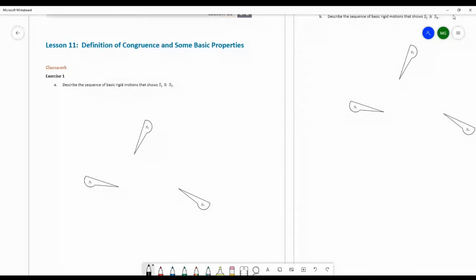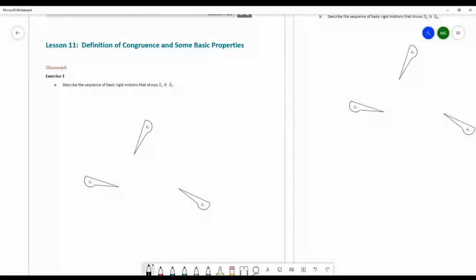You will know that there will be a sequence of rigid motions that maps one figure onto the other. You will also know that the basic properties of congruence are similar to the properties for all three rigid motions: translation, rotations, and reflections. So looking at page 115, we are going to look at exercise 1. And on exercise 1, it says, describe the sequence of basic rigid motions that show S1 is congruent to S2.